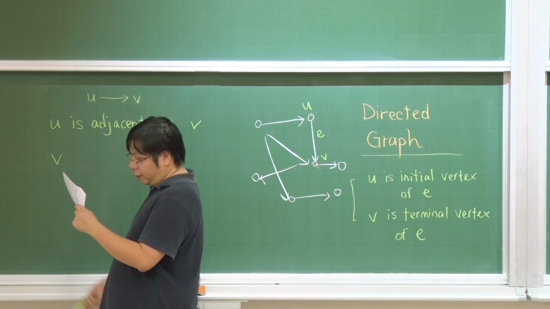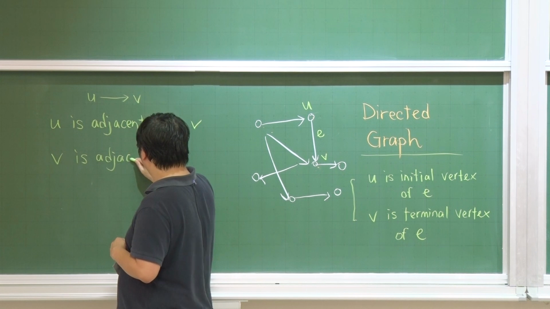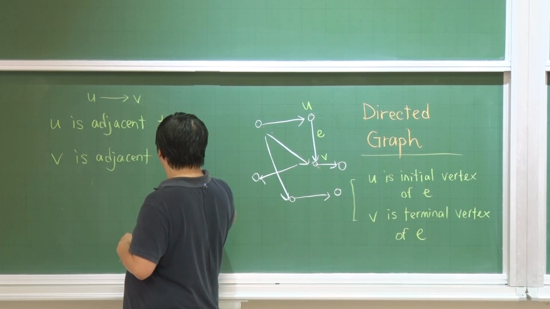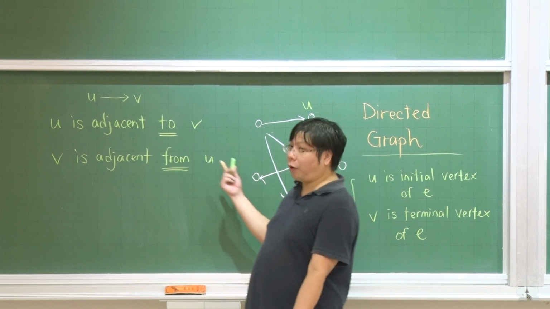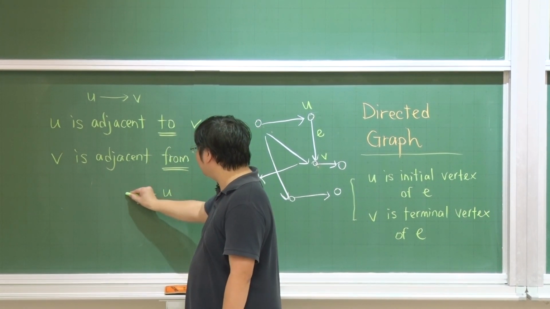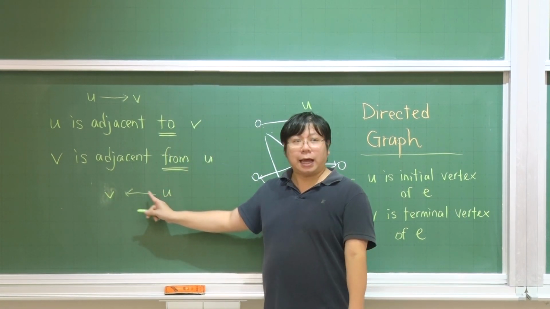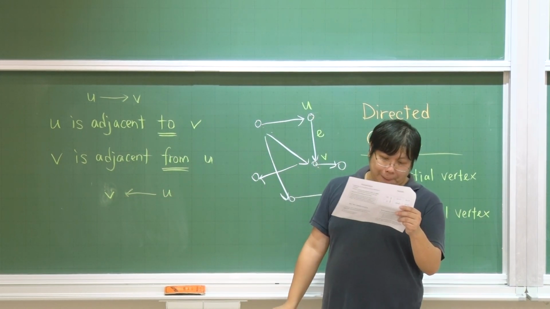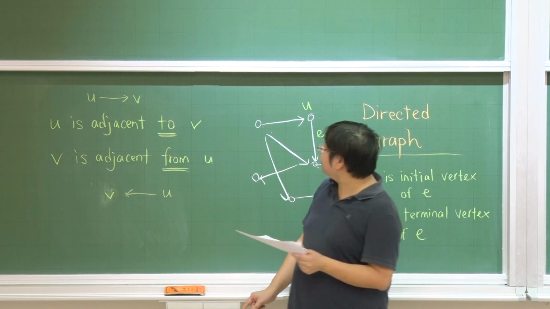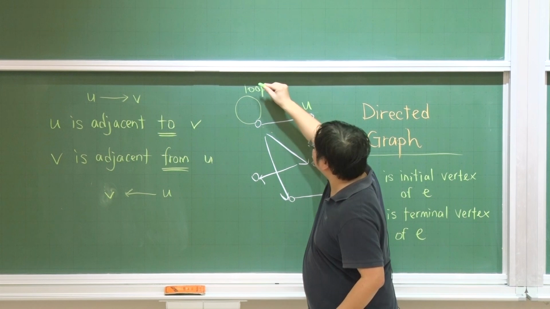And then we say that V is adjacent from U. So U is adjacent to V, and V is adjacent from U. We are still talking about the same thing: there is an edge that joins from U to V. And if U and V are the same, this is still called a loop or a self loop.